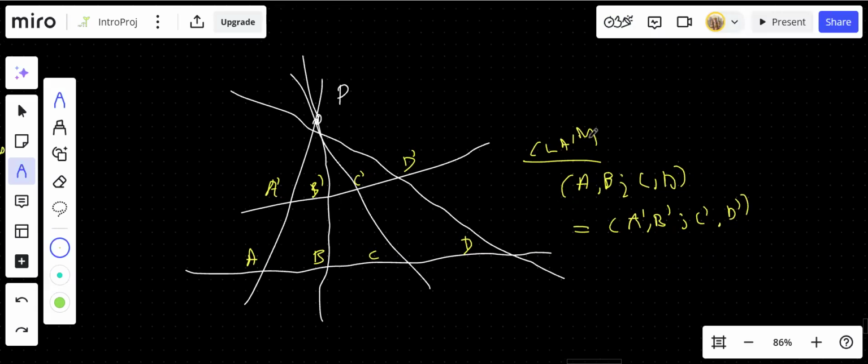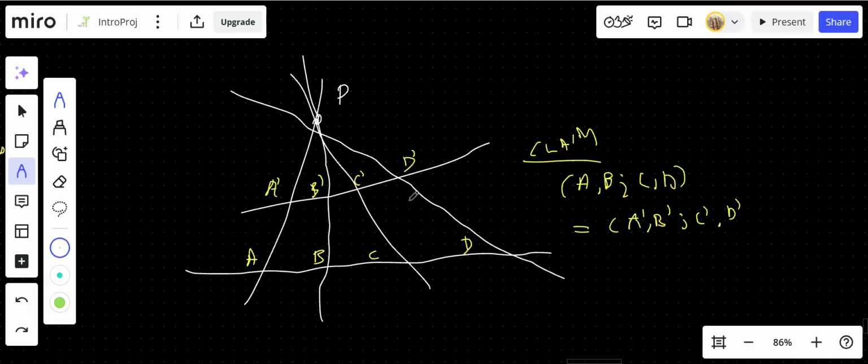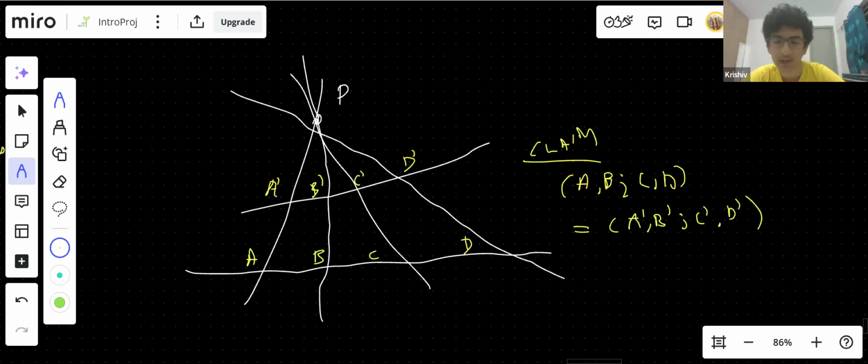So P is not at infinity, right? No, P is not at infinity. If P was at infinity, then these would be parallel lines or something. Yeah, P isn't at infinity. We'll just deal with finite cases and assume that they work for infinite cases also.